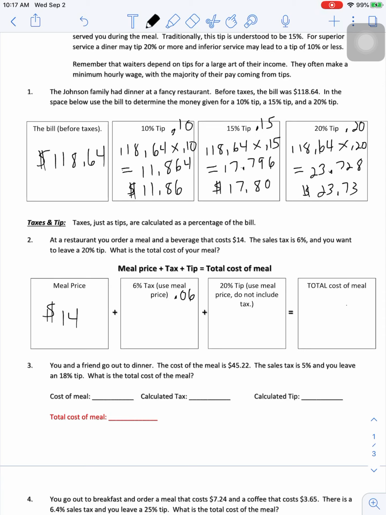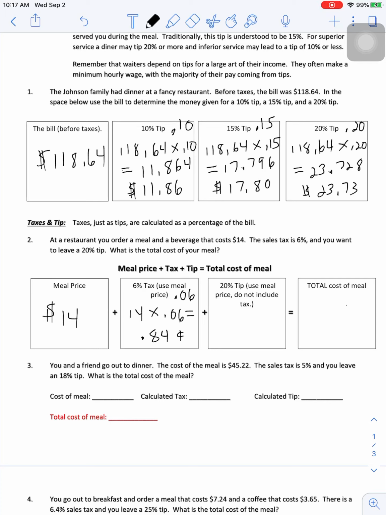Okay, again, you have to remember to convert your percent into a decimal, and then your actual work is going to be 14 times 0.06. Okay, and that's going to give us 0.84 or 84 cents.